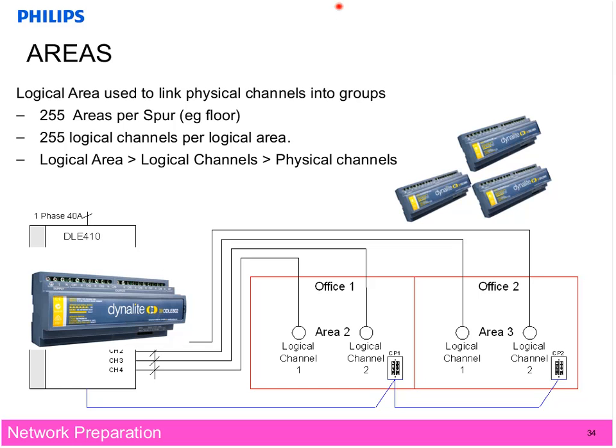And as you can see here, we can have 255 areas per spur. We'll come to spurs in a moment, or per floor. And we can actually have 255 of these channels in each area. So we can have a lot of individual channels building up our lighting scene.